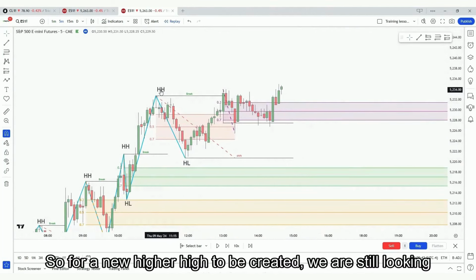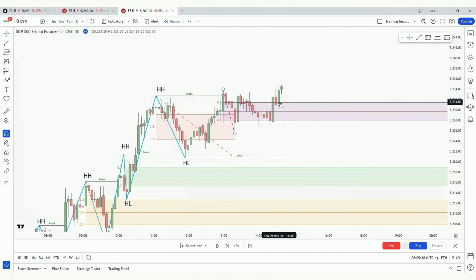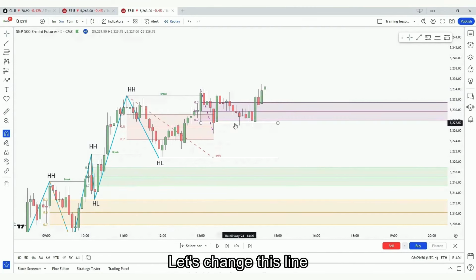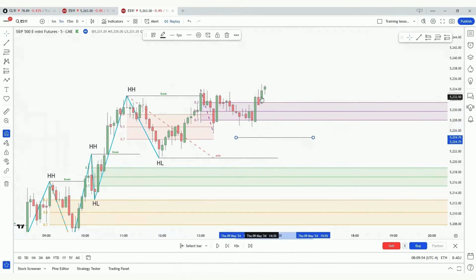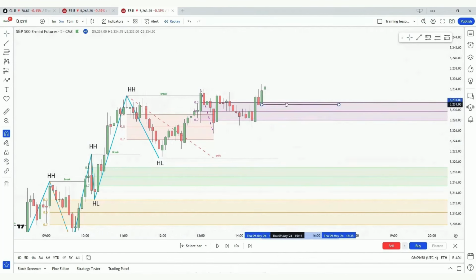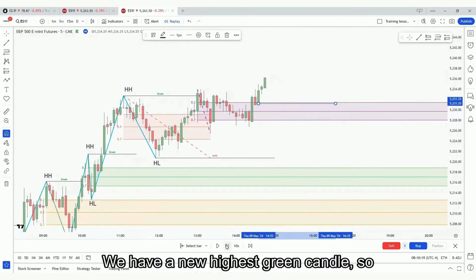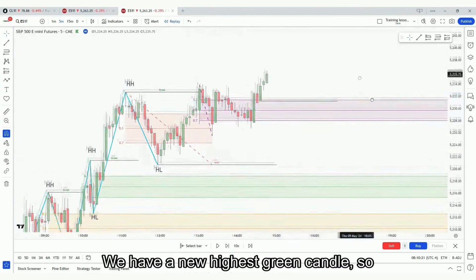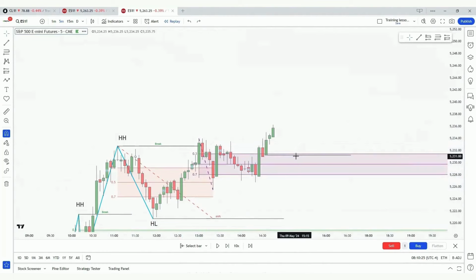So for a new higher high to be created, we are still looking for a red candle closing below the highest green candle. Let's change this line because we have a new highest green candle and that's this one over here. So if we see a close below the lowest point of the highest green candle, then we have a valid retracement. We have a new highest green candle, so we move the line.